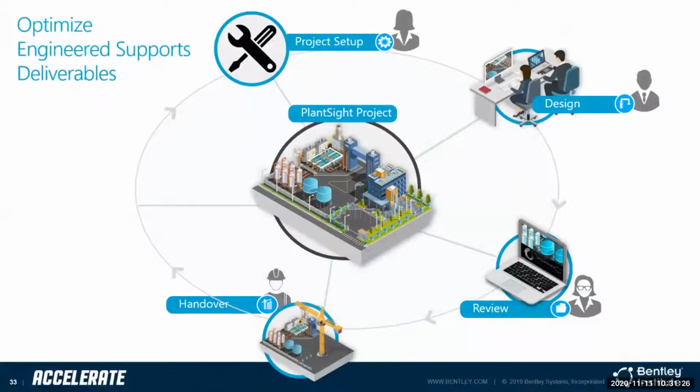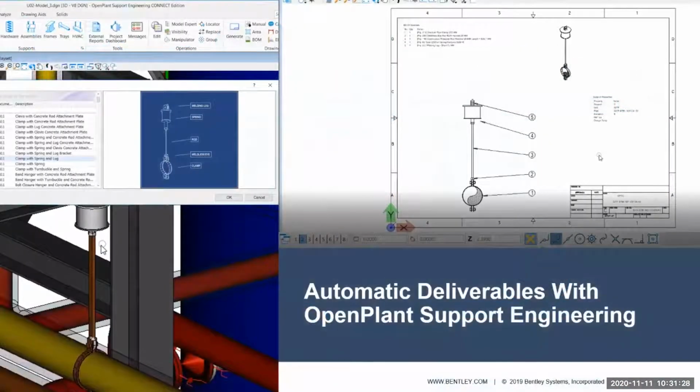Then for support engineering, these are specific applications. We have a database of vendor-specific supports that you can actually add to your design, and all the engineering drawing output are also automatically created. So all the assemblies information, the bill of materials with respect to the supports are automatically generated.